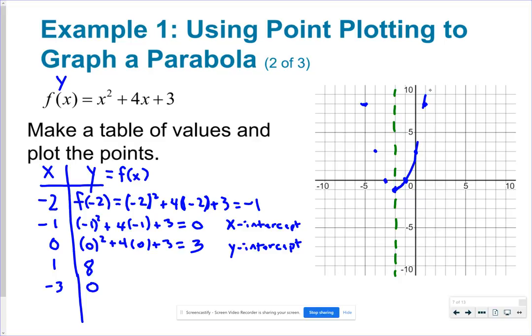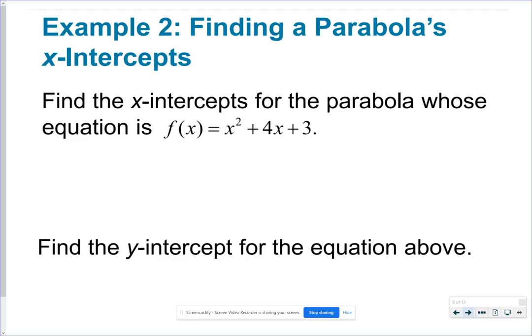Okay, I'm going to try to make that a little nicer. Go through here. Keeps going forever. And over here. Keeps going forever. There's our parabola. Okay, so you can use a table of values and use the symmetry line to help you out. Okay, we're also going to show you how to find the x-intercepts algebraically.